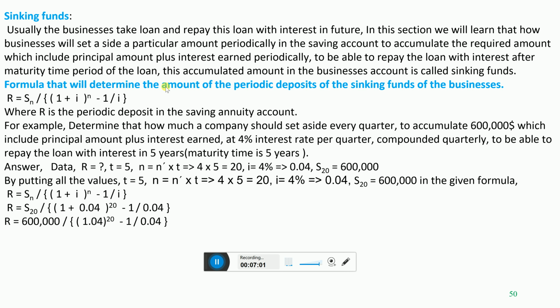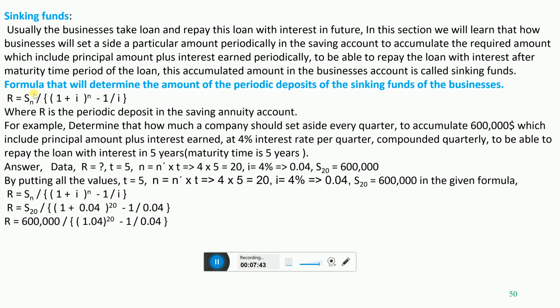Formula that will determine the amount of the periodic deposits of the sinking fund of the business. This is the formula that the company will use to determine the periodic deposits, that is, how much the company should deposit every period to be able to accumulate the required amount in future. So this is the question: how much should the company set aside? This formula will determine how much the company should set aside every period, where R represents the periodic deposit.